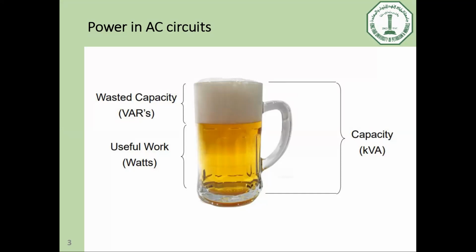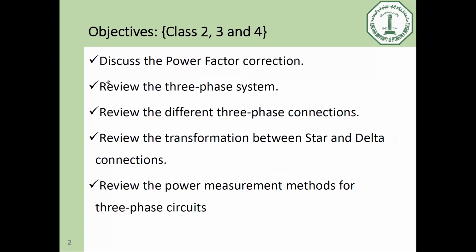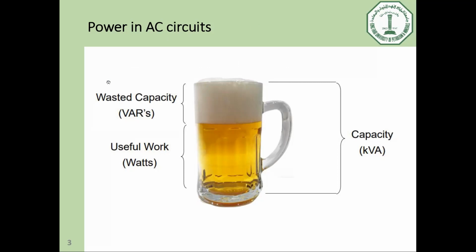So what is the capacity of the cup itself? The summation of the two powers, active and reactive. However, only the active is useful. Another question: here you can see the liquid surface is a straight line, right guys? The liquid here appears like a straight line like that.